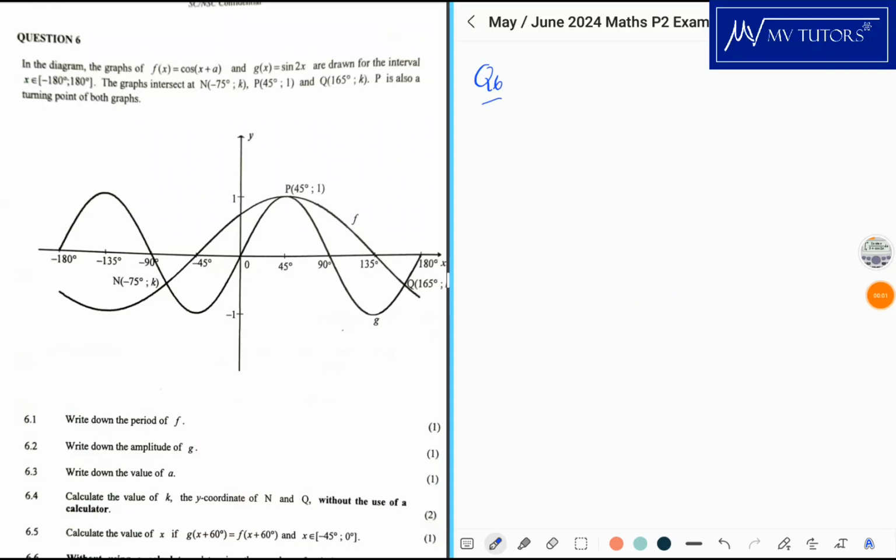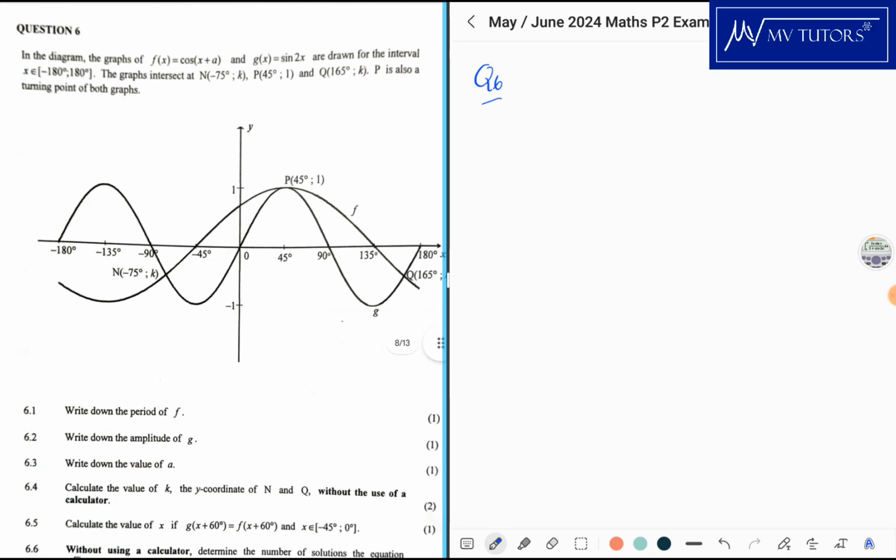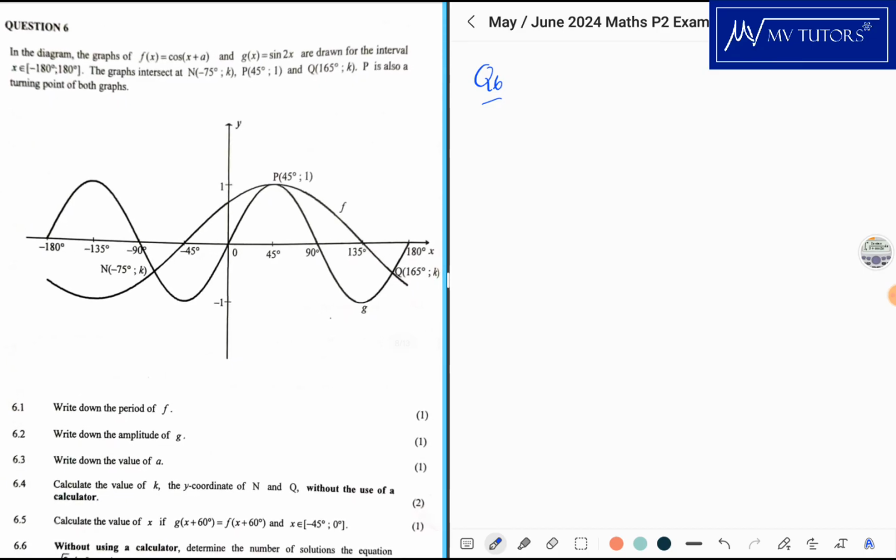Question 6. In the diagram, the graphs of f of x and g of x are drawn for the interval where x is an element of negative 180 to positive 180. The graphs intersect at N, P, and Q. P is also a turning point for both graphs. Okay. Now, I see a lot of 1 marks, so I guess question 6 is going to go by quite quickly. Write down the period of f.